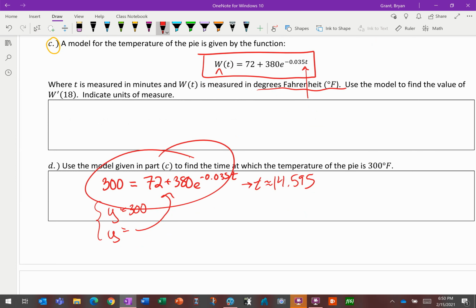Will you have to do this on the AP exam? Guaranteed yes. There will be at least one problem, either on the multiple choice or the free response, where you have to graph each side and find where they intersect.